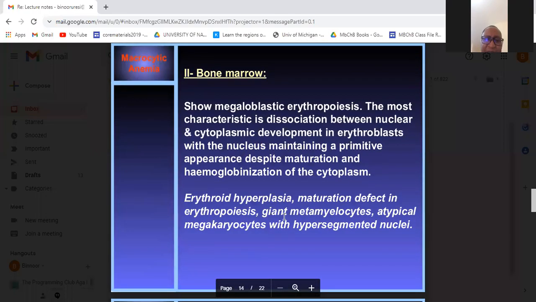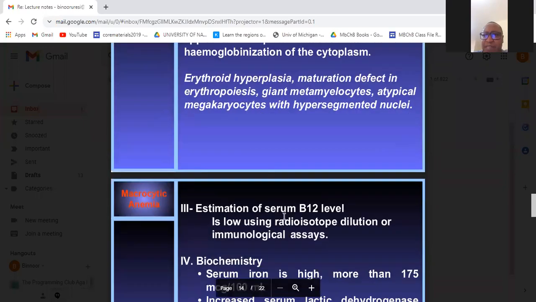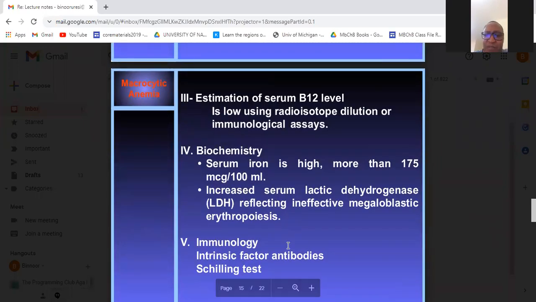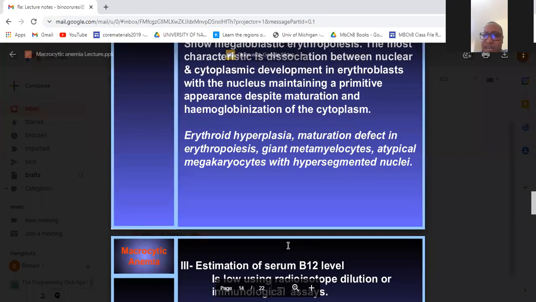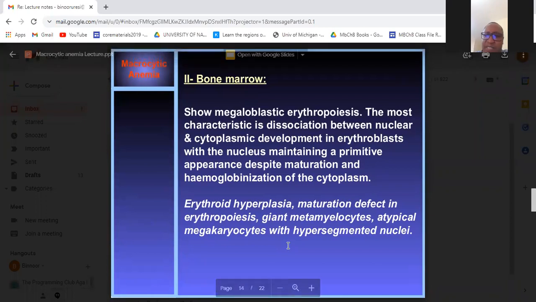We've said about the bone marrow already. We find the megaloblasts, so I don't think we need to repeat. You have erythroid hyperplasia, maturation defect in the erythropoiesis, giant metamyelocytes, atypical megakaryocytes with hypersegmented nuclei. At your level it's not very important, but just know that we find megaloblasts and a few other abnormal cells in the bone marrow. The important one is the megaloblastic change, which I've already described. Next slide.